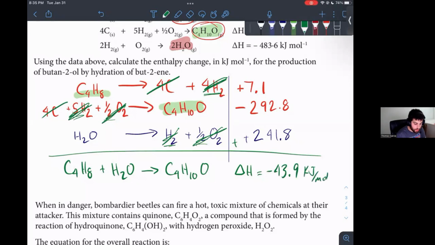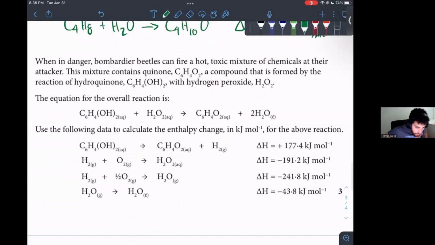So we're going to go ahead and do this next one. This next one talks about the bombardier beetle, which can fire a hot toxic mixture of chemicals at its attacker. The mixture contains quinone, C6H4O2, a compound that is formed by the reaction of hydroquinone, C6H4OH2, with hydrogen peroxide, H2O2. And our overall reaction is as given.